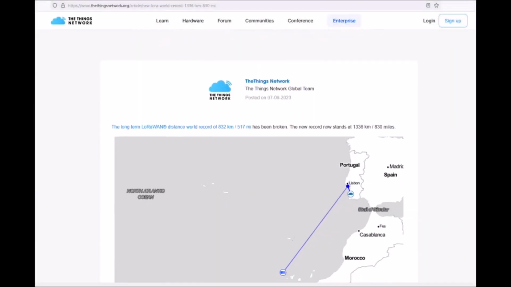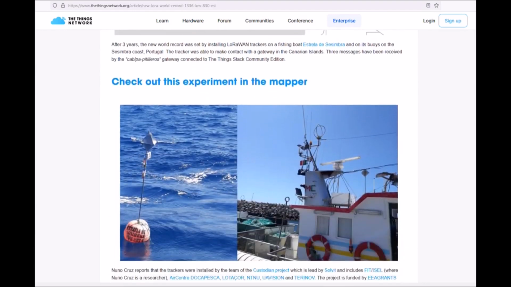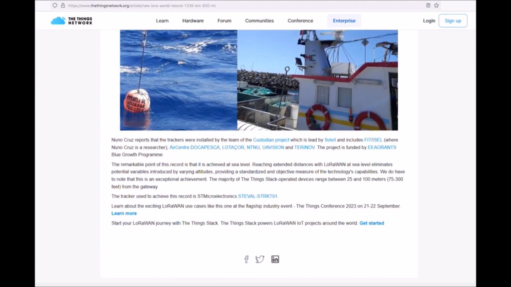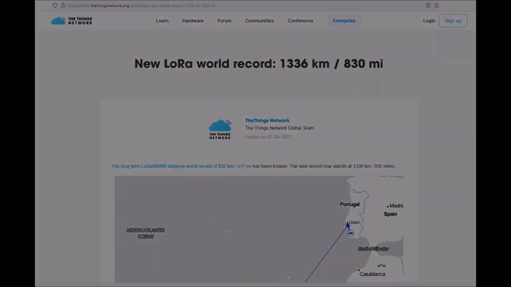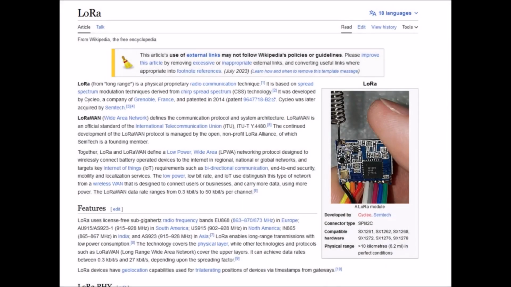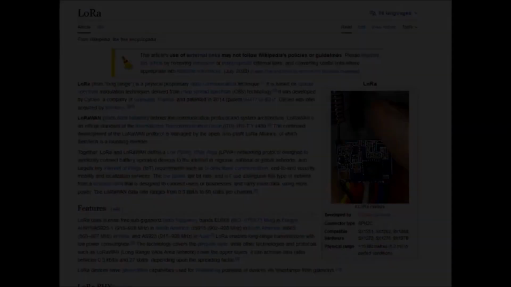The world record comes from this website called The Things Network. I'll have a link in the description. As the title states, this was a LoRa radio transmission at a whopping distance of 830 miles or 1,336 kilometers. For those who do not know, LoRa is actually becoming a very important method of communication, and it also has tremendous potential for long-distance flat Earth testing. Here's a quick video clip describing what LoRa is.